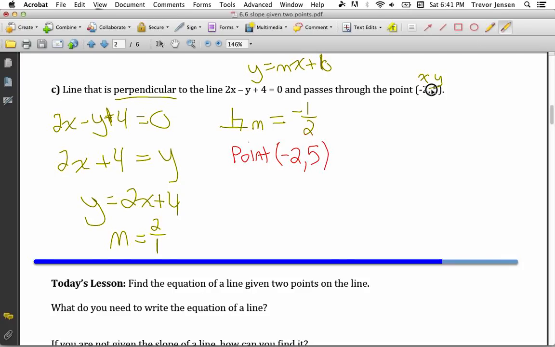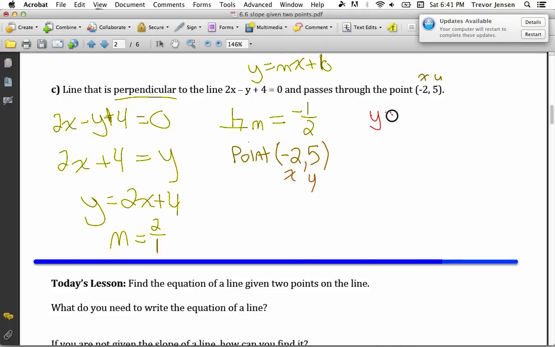I think it was negative 2, 5 and not negative 5. Yeah, it was negative 2, 5. So now I have a slope, I have a point, I can solve for the y-intercept. So I want to write the equation in the form y equals mx plus b. I know a y-coordinate, it's 5. I know the slope, it's negative 1 over 2. I know an x-coordinate, it's negative 2. I'll write that as negative 2 over 1 to help for the next step when I multiply. Plus, I don't know the y-intercept, I need to solve for that.